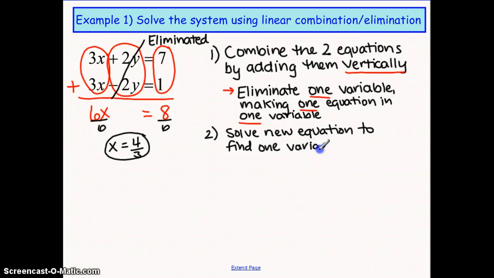Once we are done solving that equation to find one variable, this linear combination elimination problem becomes one of our old substitution problems from section 9.2. Because when we have the value of one variable, we just need to plug it in to one of our original equations to find the value of the second. So now we're going to plug x into one original equation to find the value of y.